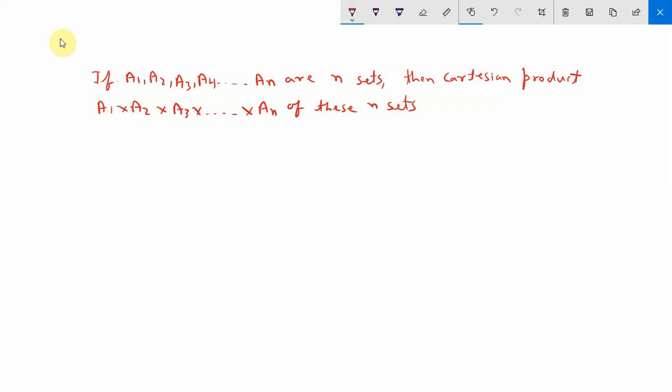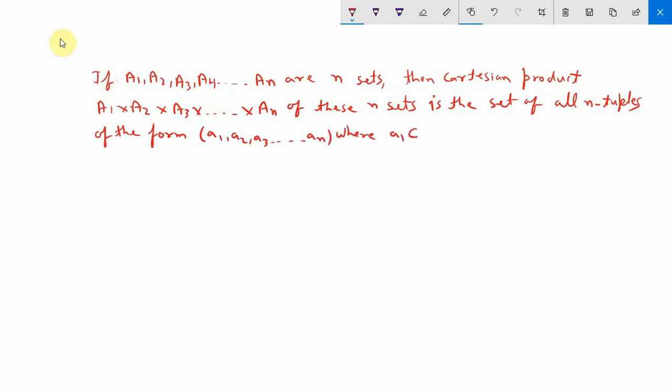is the set of all n-tuples. That will depend on the number of sets, how many elements will be in there, okay, of the form (a1, a2, a3, and so on, an), where a1 is an element of set A1, a2 is an element of set A2, a3 is an element of set A3 and so on. And last we can write an is an element of set An.